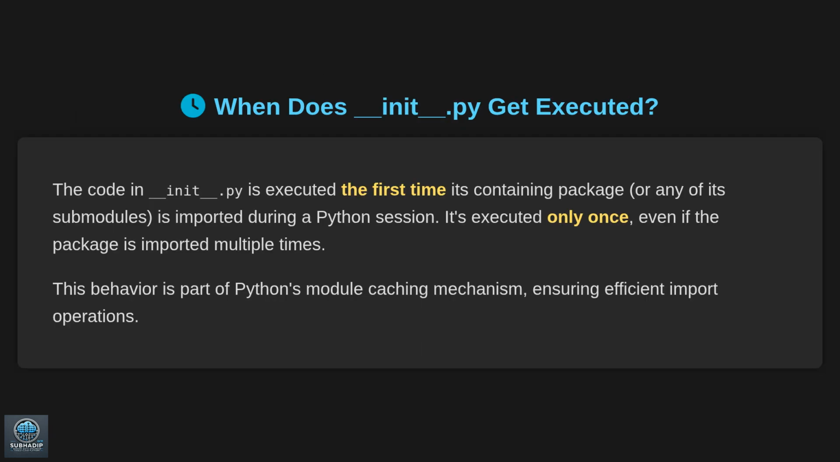When does __init__.py get executed? The code within __init__.py runs the very first time its containing package or any of its submodules is imported during a Python session. Importantly, it is executed only once, regardless of how many times the package is subsequently imported. This efficient behavior is thanks to Python's built-in module caching mechanism.